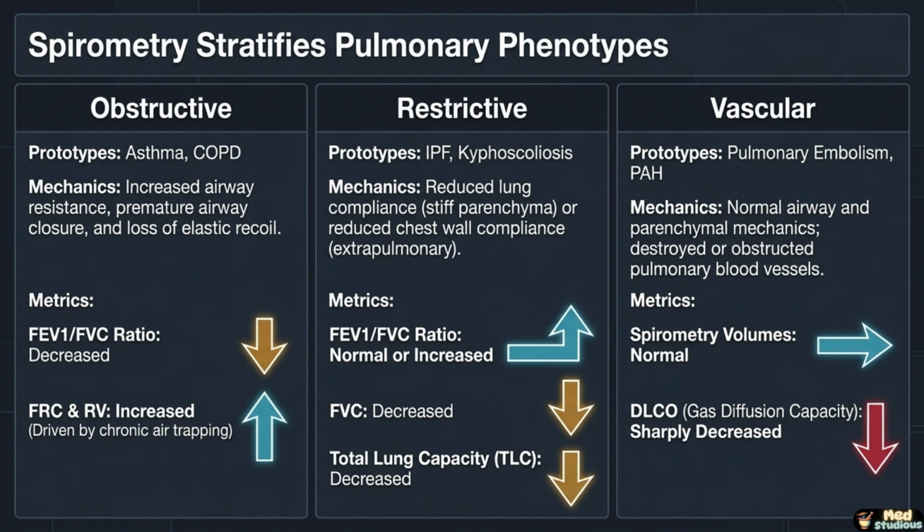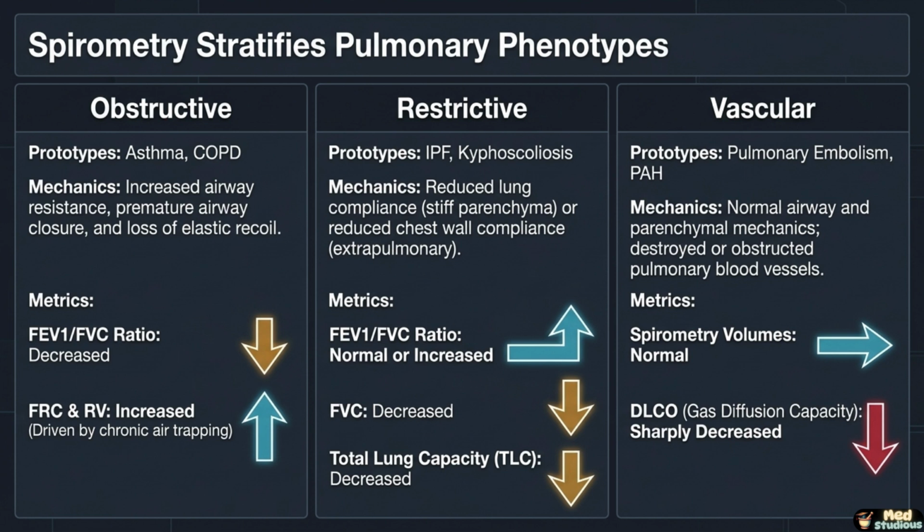Restrictive disorders, such as pulmonary fibrosis or chest wall conditions like kyphoscoliosis, work completely differently. Here, lung compliance is reduced, meaning the lung tissue itself becomes stiff, or in extrapulmonary cases, the chest wall itself loses compliance. This produces a normal or even increased FEV1 to FVC ratio, but with both forced vital capacity and total lung capacity clearly decreased.